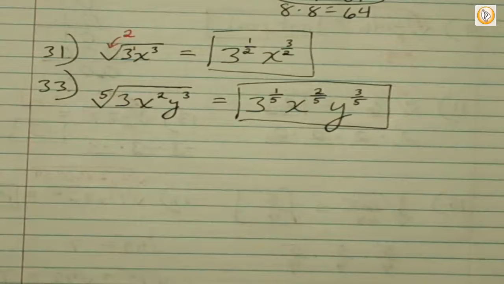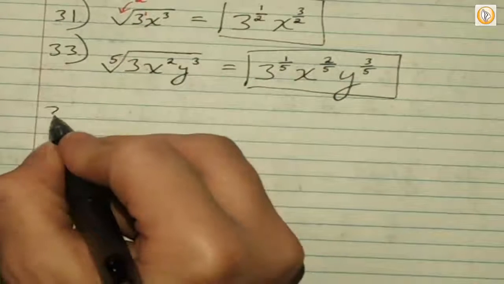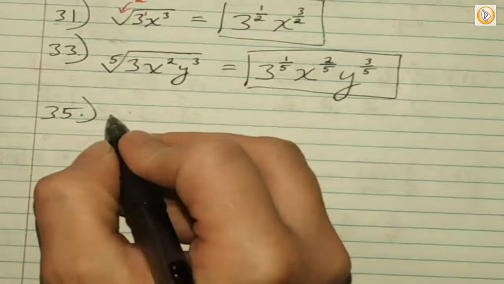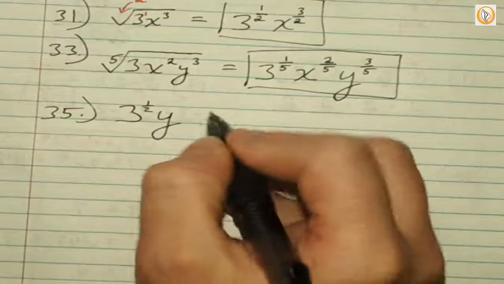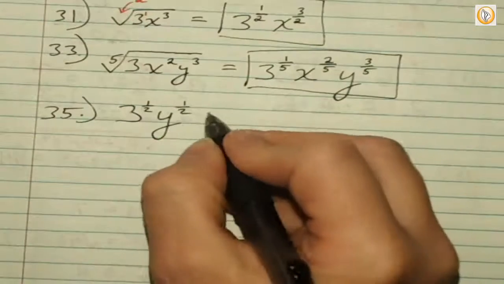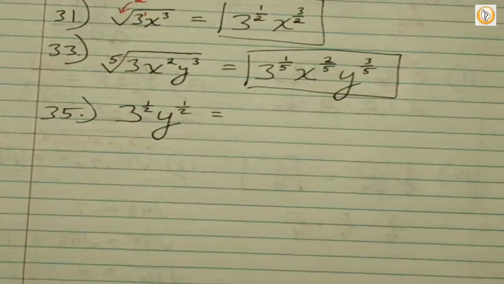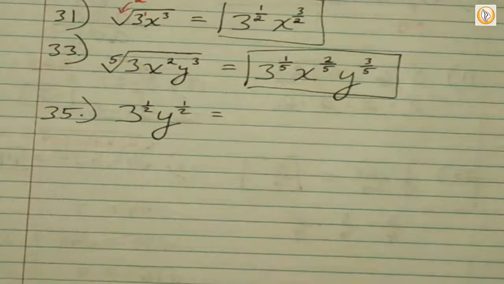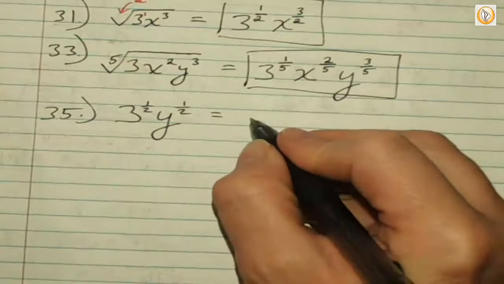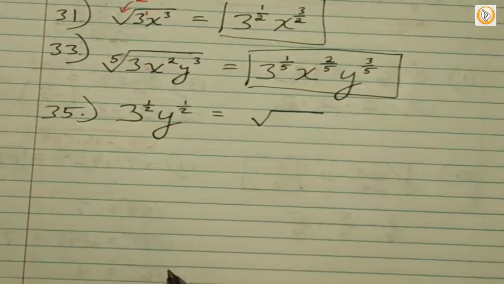Okay, next section, and then we're going to be about done. It says convert each exponential expression to radical. So now we're going the other direction. So 35 is 3 and a half as the exponent times y to the half exponent. So let's see. Valeria, this time they want you to put it in radical form. So I'm going to go ahead and draw my radical sign, and you tell me what to do and where to place it.